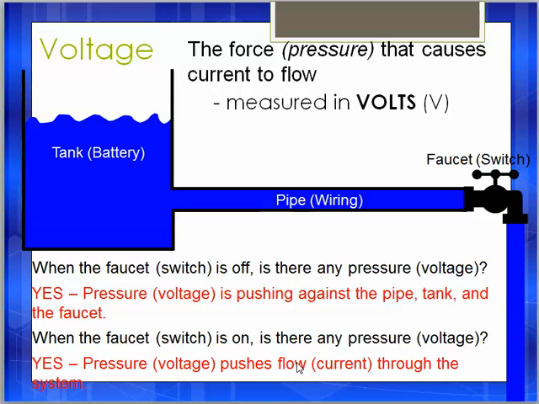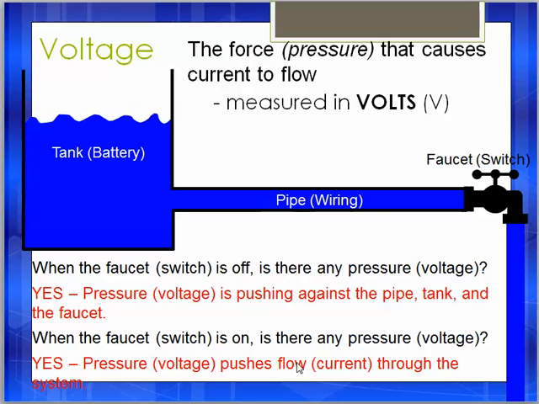How much pressure is there behind the water? Do we have a little bit of pressure, or do we have a whole lot of pressure? When the faucet is switched off, is there any pressure? Well, yes, the pressure is pushing against the pipe tank in the faucet. There isn't any current, but yes, there is pressure. When the faucet is switched on, is there any pressure? Yes, the voltage pushes flow or current through the system.